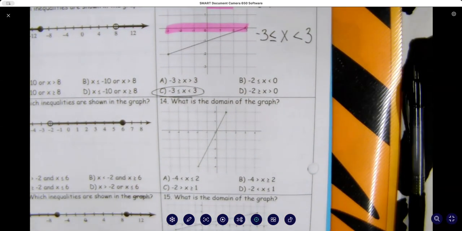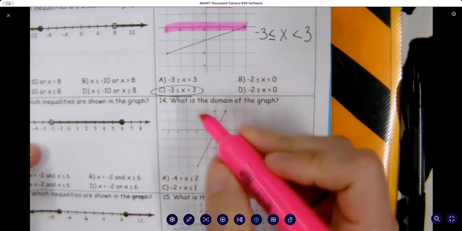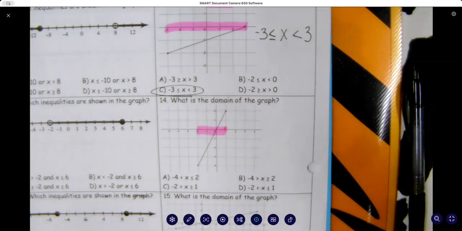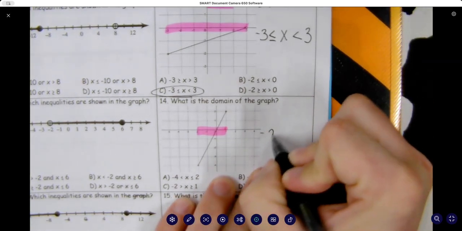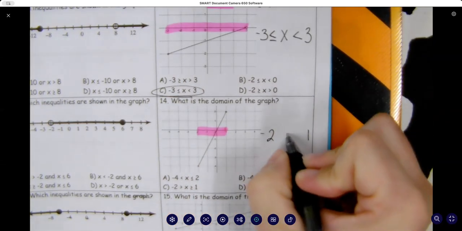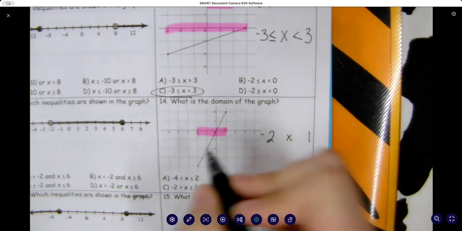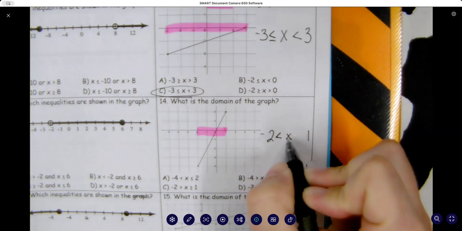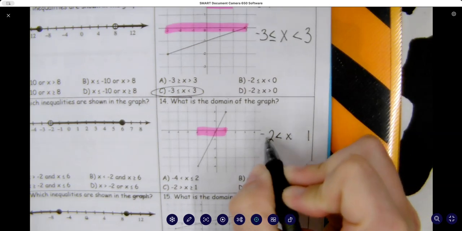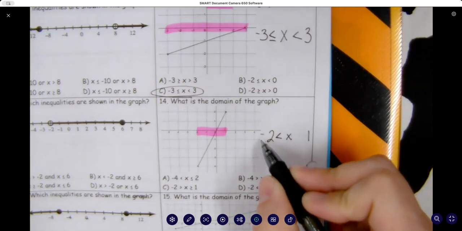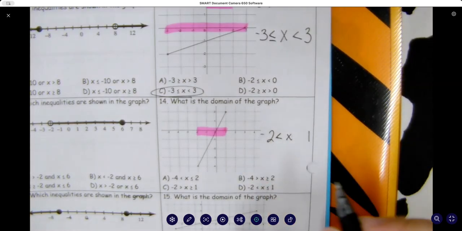All right, we're doing the same thing on number 14. We're going to see how wide this graph is. It goes from -2 all the way up to +1. Since we're talking about domain, that's our x values. So it's going to be bigger than -2. So x is greater than, remember you have to read from the variable, x is greater than -2. It's an open dot, so we're not going to include the -2. It's got to be bigger than -2, but not including -2.